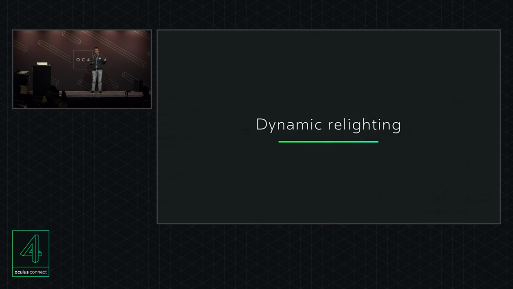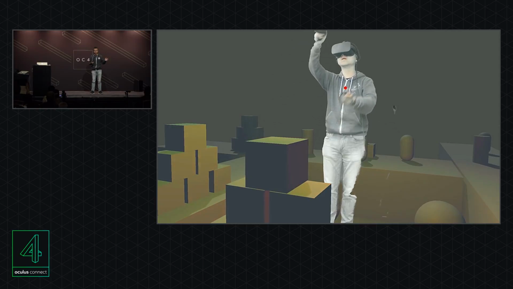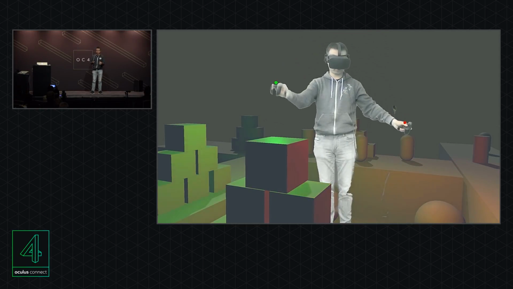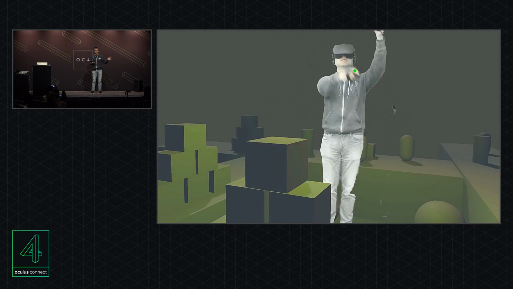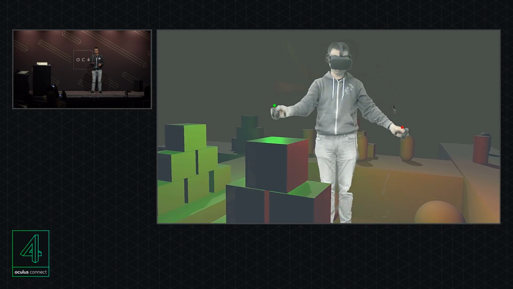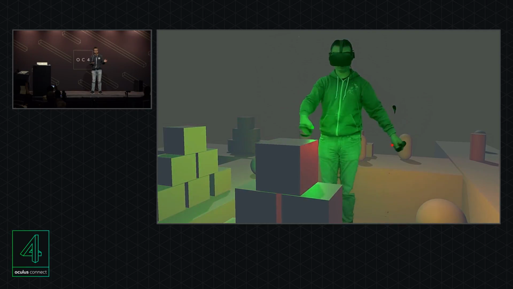Now we talk about the dynamic relighting. Let's look at some videos. This is a video without dynamic relighting. We can see there are two lights on my hands. They impact the world, but not myself. This is with the dynamic relighting. It looks much more realistic.